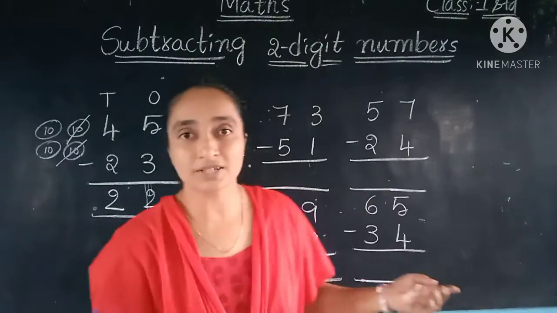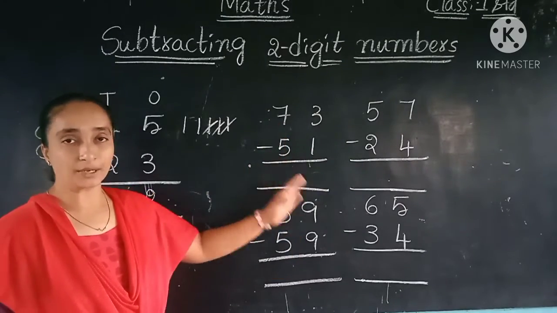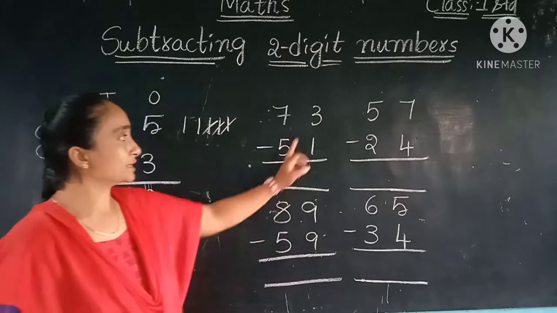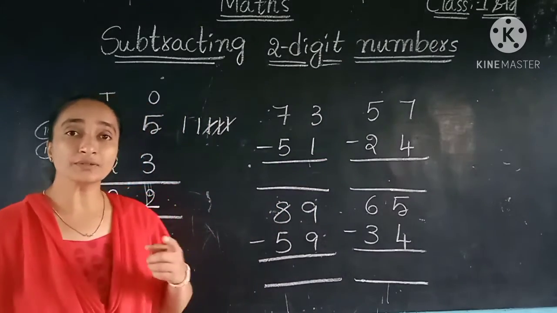So let us see, children, some more examples. Here, the same, we have tens and ones. Tens and ones. Now first begin from the ones place. So how many ones are there?